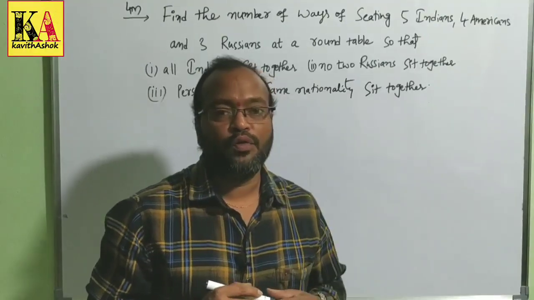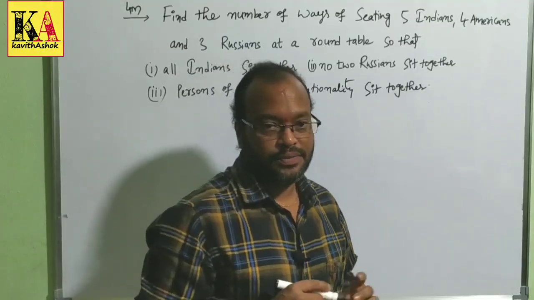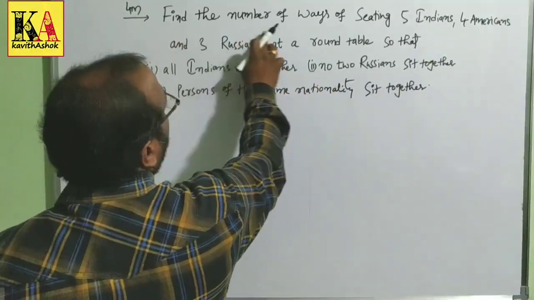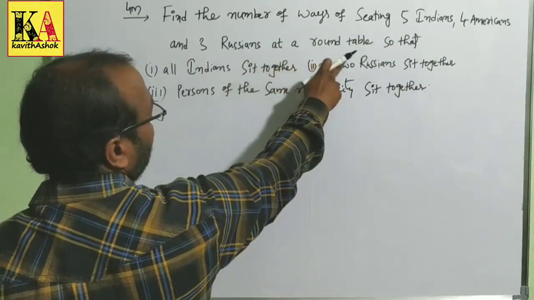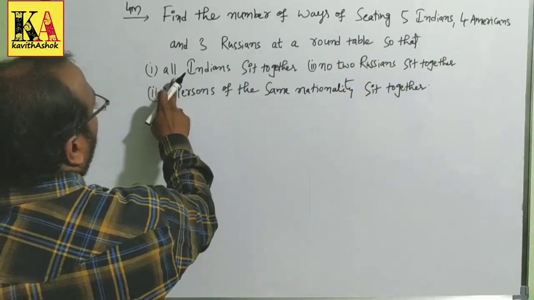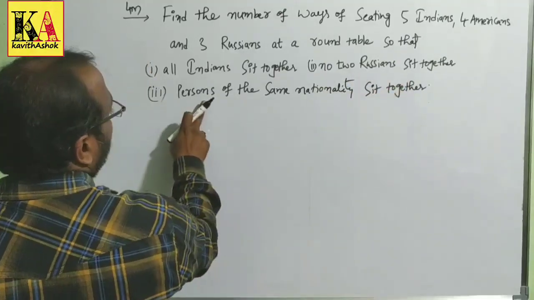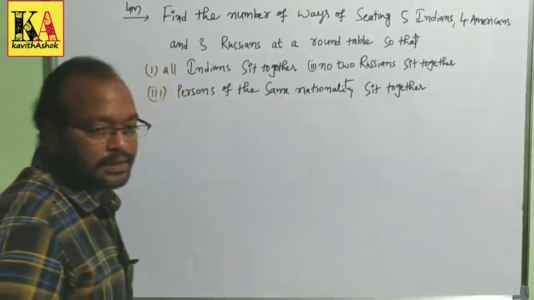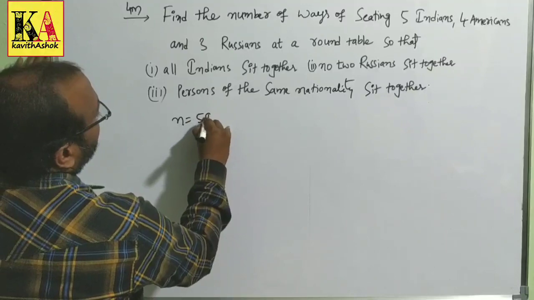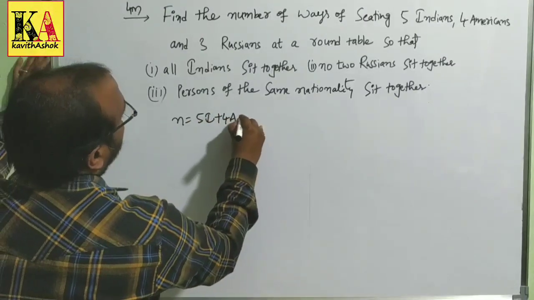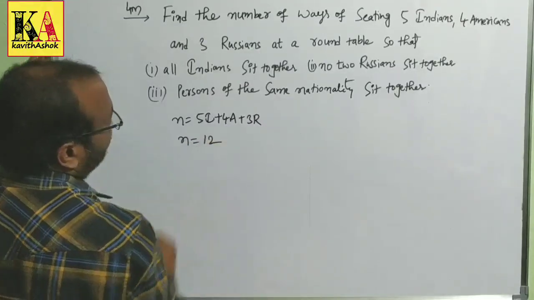One more important question, a 4 marks question. We may expect this question for the 2021 annual exam. So listen carefully. Find the number of ways of seating 5 Indians, 4 Americans and 3 Russians at a round table. The first condition: all Indians sit together. Second condition: no 2 Russians sit together. The third condition: persons of the same nationality sit together. So we will arrange like this. Total n is 5 Indians plus 4 Americans plus 3 Russians, that is 12. Total 12 members are there.